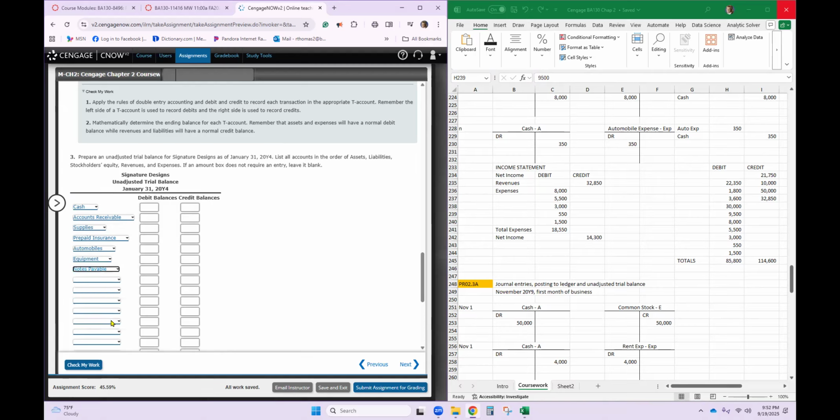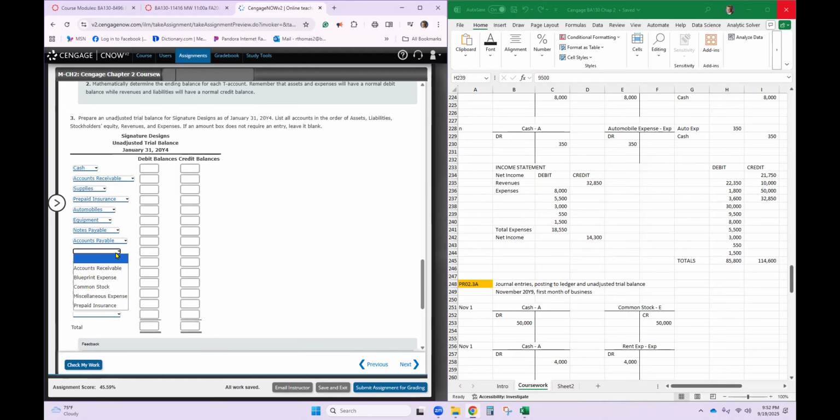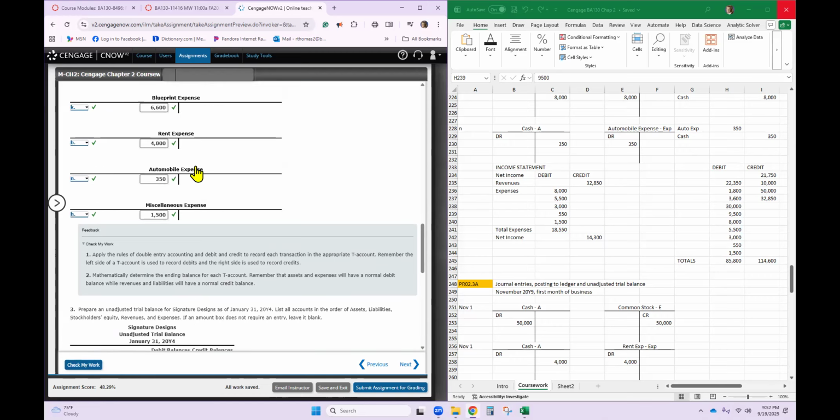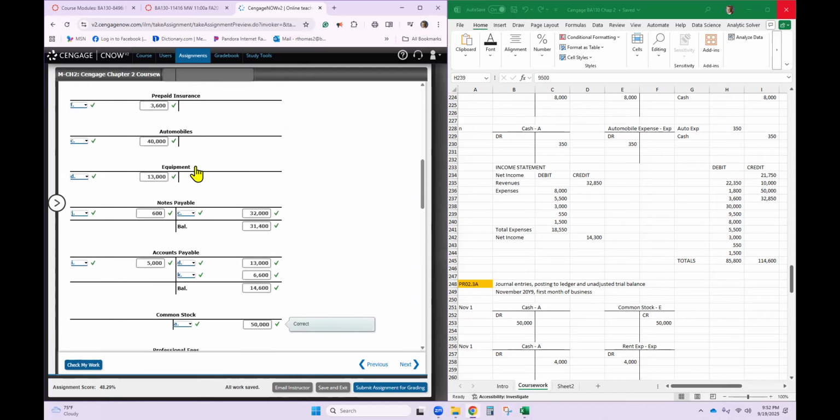Okay, and then notes payable, then accounts payable. Those are our two liabilities. Then I think we have common stock and professional fees, and the rest are expenses. So all I gotta do is find the expense. They've been kind of easy on you here. So, right. And then we're gonna check our work and make sure all of our accounts are in order. And then you're gonna have to scroll up, but I'll help you with the numbers.